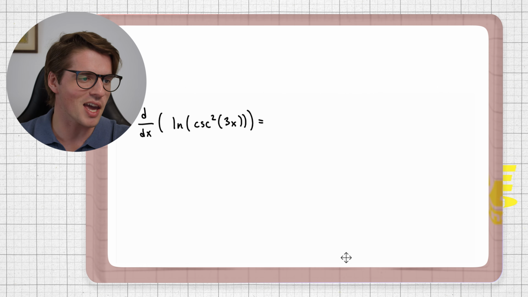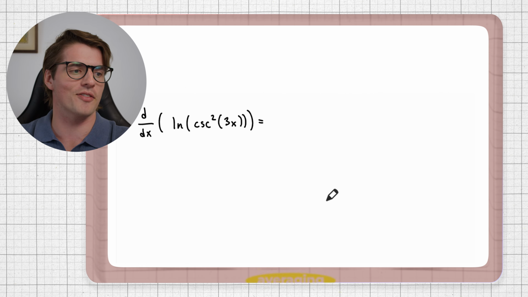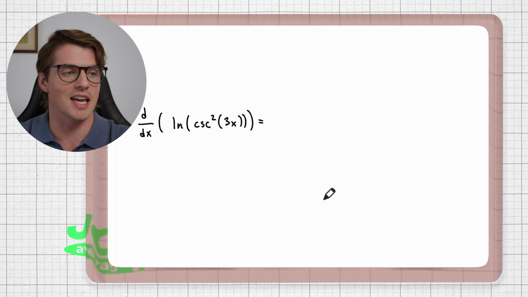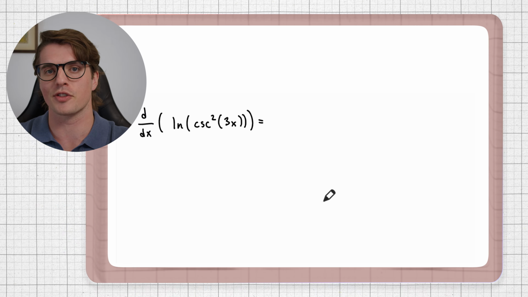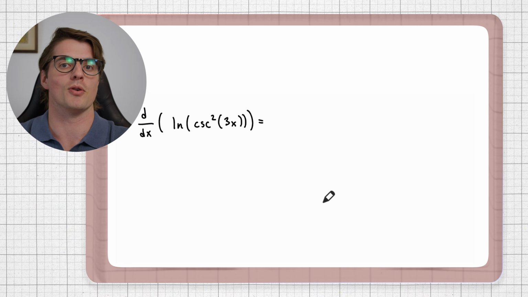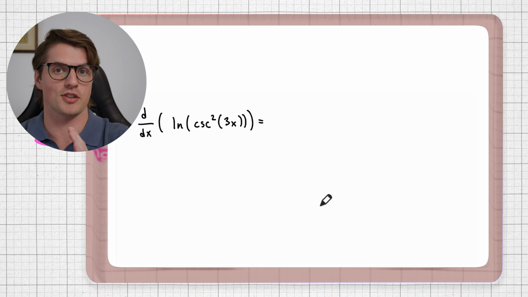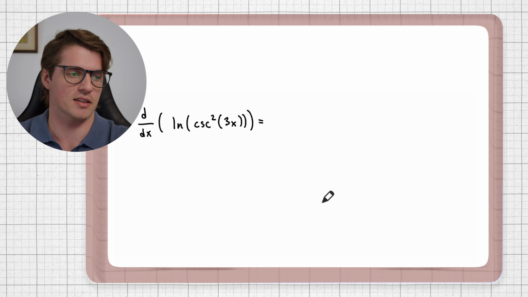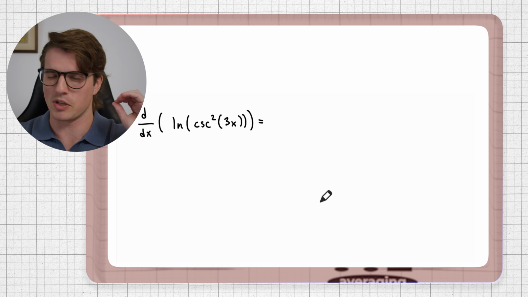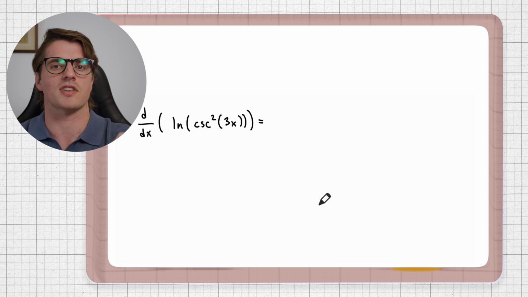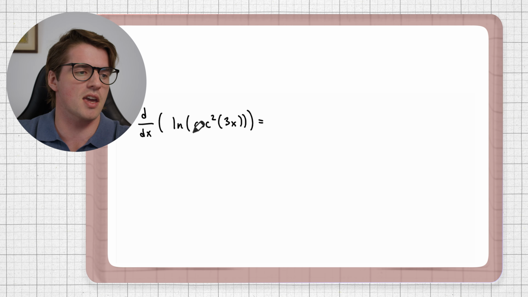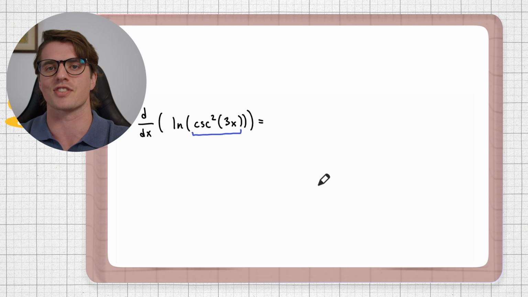And lastly, we have a bit of a challenge here. We have the derivative of ln of cosecant squared of 3x. So no longer an f of g of x, but more like an f of g of h of x. So we need to not get too excited or too nervous. We just say, okay, we have a whole inside.